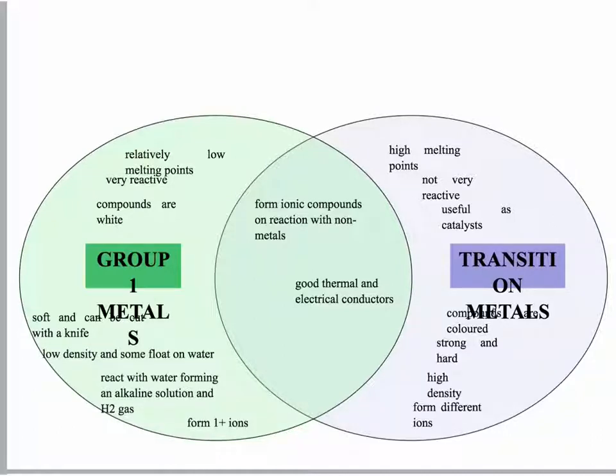The group 1 compounds are white, the transition ones are coloured. Group 1 metals are soft, transition metals are very hard. Group 1 metals have low density and some of them float on water. The transition metals have high density and do not float on water. The group 1 metals will react with water to form an alkaline solution, a hydroxide, as well as hydrogen, H2 gas. And finally, the group 1 metals can form 1+ ions, whereas the transition metals form various different ions.